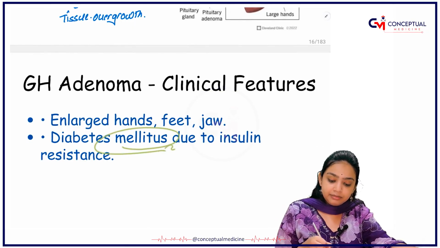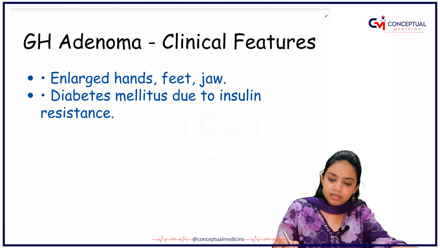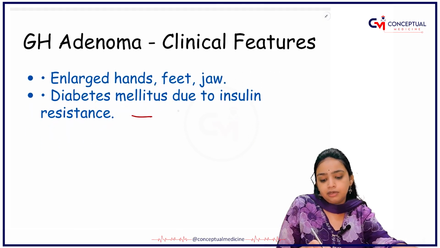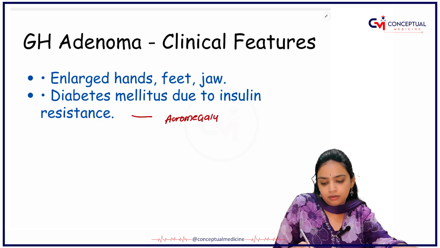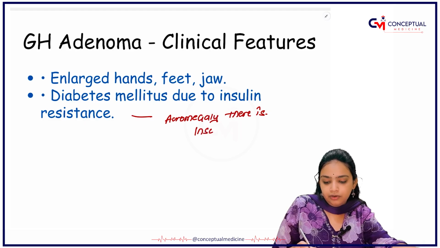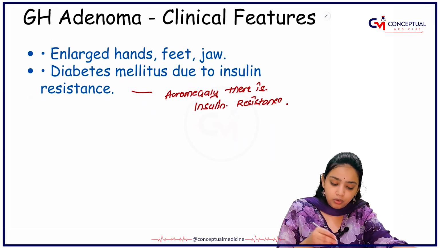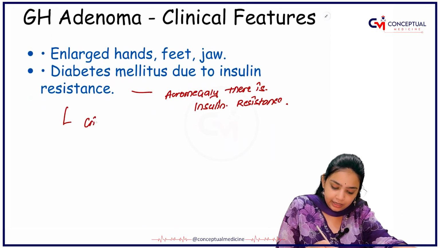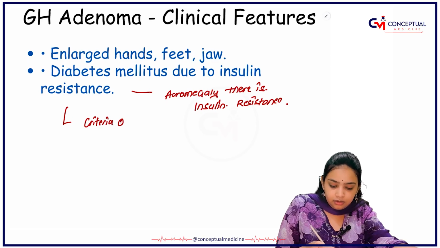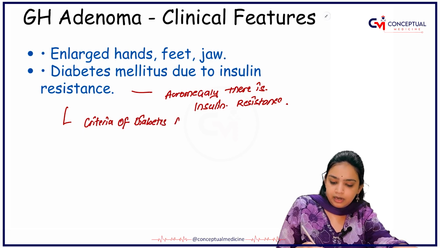There will be diabetes mellitus. Okay, why? Why is there diabetes mellitus? There is diabetes mellitus because in patients of acromegaly, there is insulin resistance. And guys, whenever we are encountering the topic of diabetes mellitus, you are the one who will be telling me about the criteria of diabetes mellitus. Okay, criteria of diabetes mellitus.